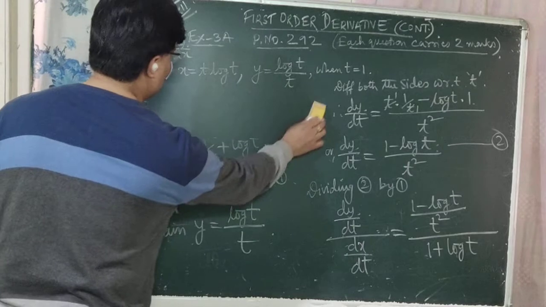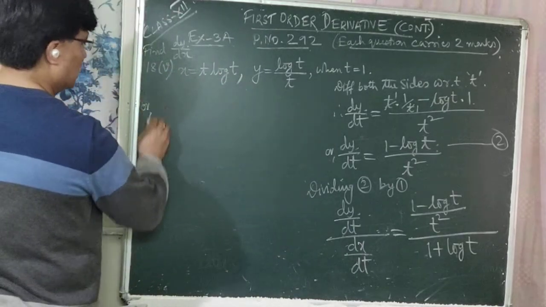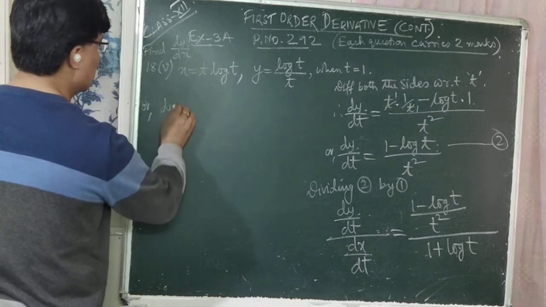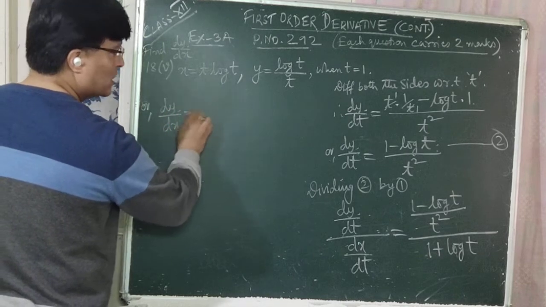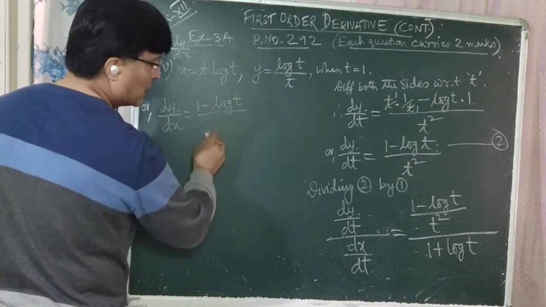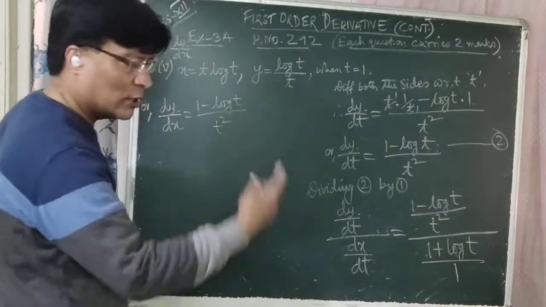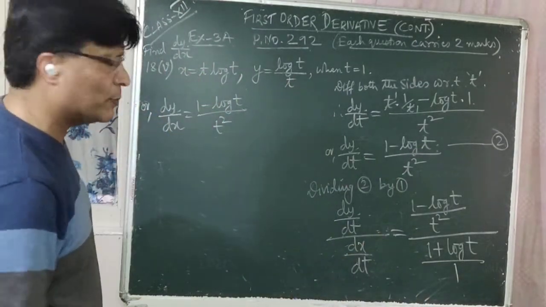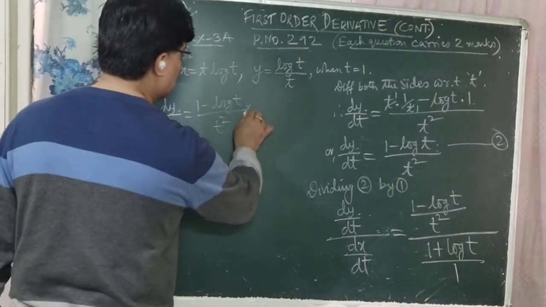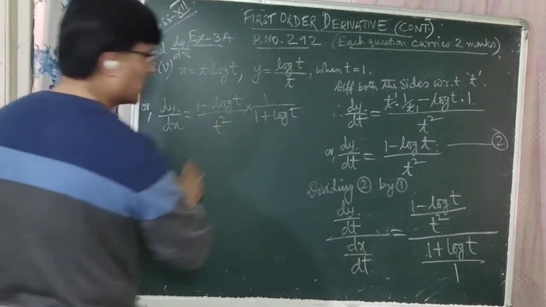So now let us simplify it once again. So, here dt gets cancelled, you will get dy by dx, which is equal to, what is the numerator here? 1 minus log t divided by t square. Actually it is 1 plus log t whole divided by 1. So when this denominator goes up in the numerator, it becomes upside down into 1 upon 1 plus log t. Is that clear?